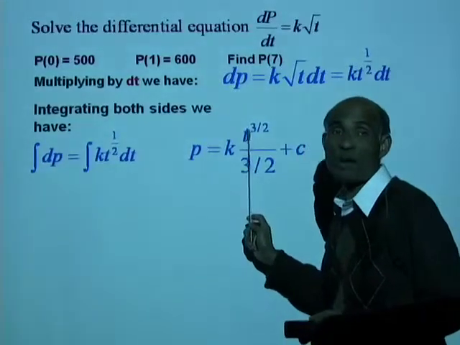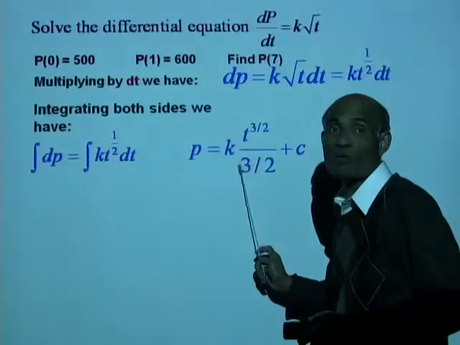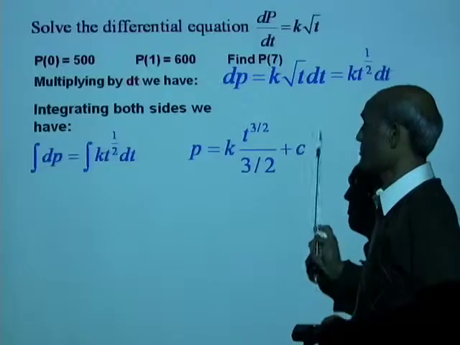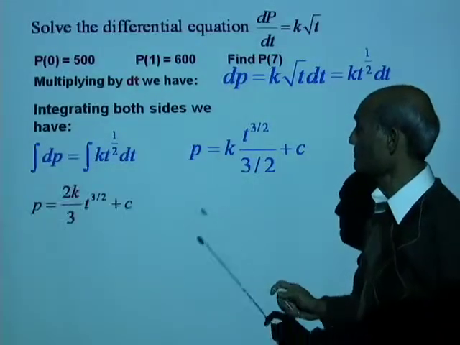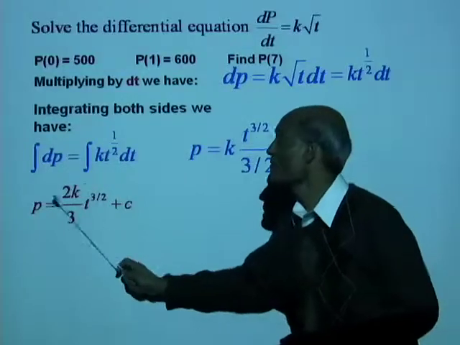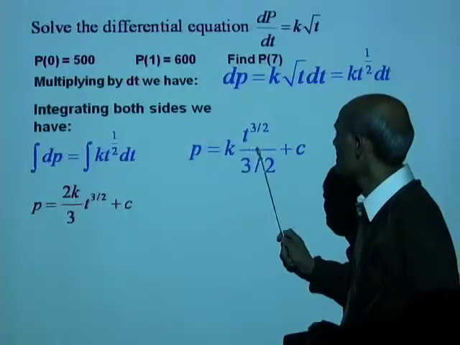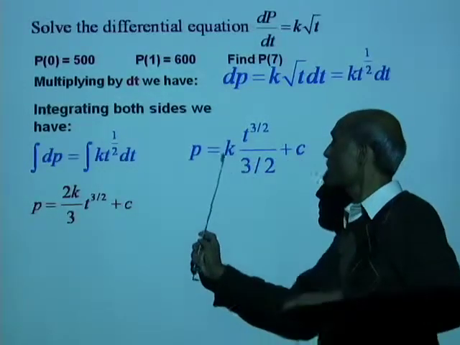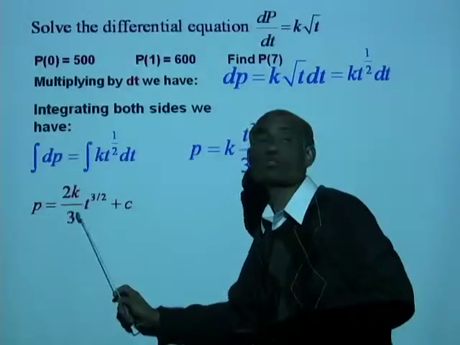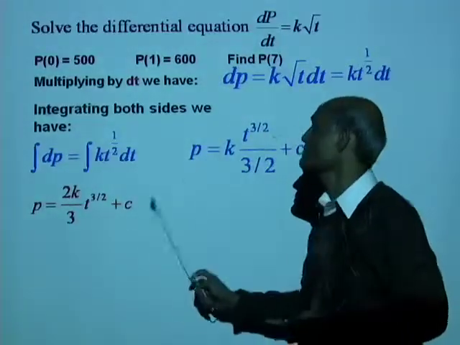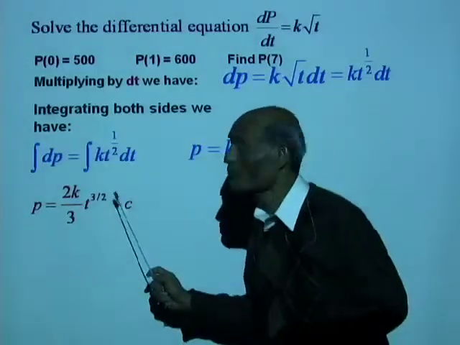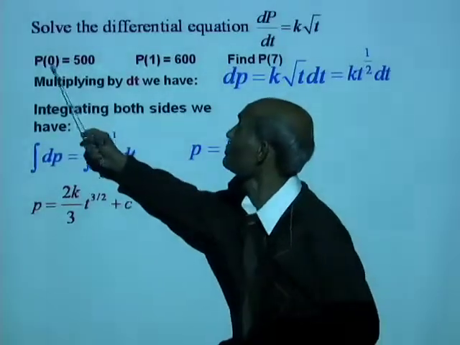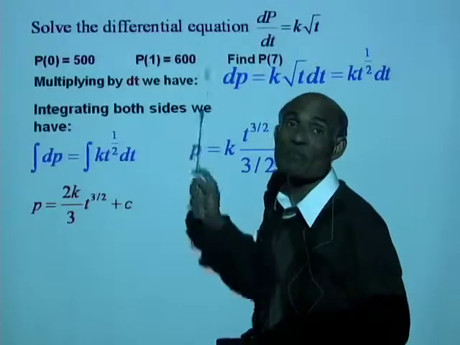Watch it. It is t to the power of 1/2 plus 1 over 1/2 plus 1. That is t to the power of 3 over 2 over 3 over 2 plus c. Okay. So simplify that. It gives you p equal to, if you notice, dividing by 3 over 2 is multiplying by 2/3. So the 2 will go up. It will be 2k over 3 t to the power of 3 over 2 plus c. Now we need to find the c and also that k. How do we do that? We can use these two given values.